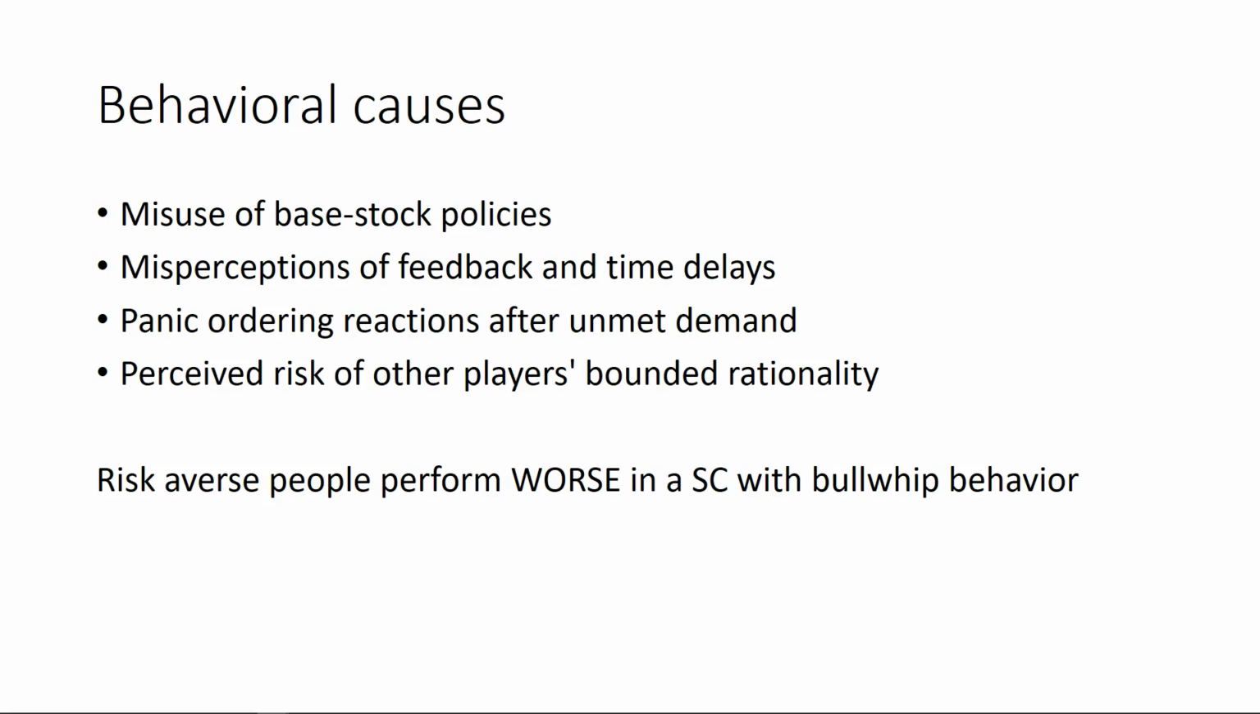We have the panic of ordering reaction after unmet demand, trying to compensate for what we had in the past, and that generates a problem. And there is a perceived risk of other players' bounded rationality. In fact, people that are risk averse perform worse in the supply chains with bullwhip behavior than those that prefer to have a higher level of risk. So it is interesting how our own attempts at trying to control the problem actually generate more of the same problem.